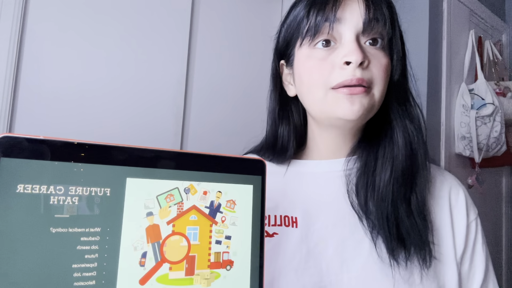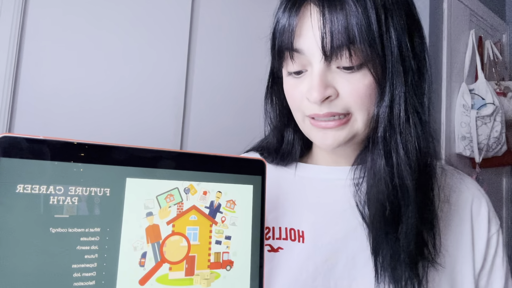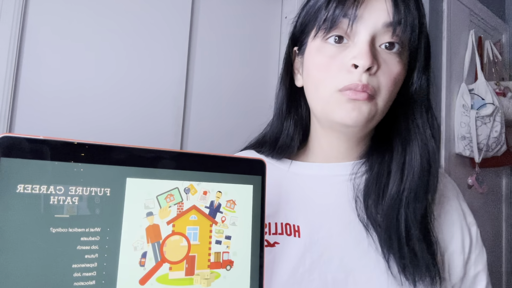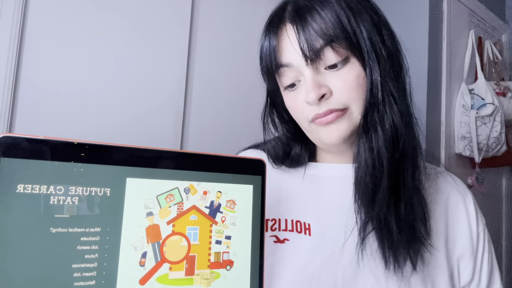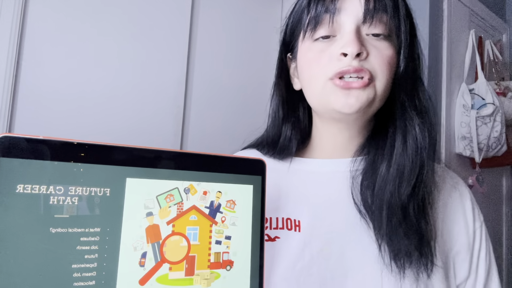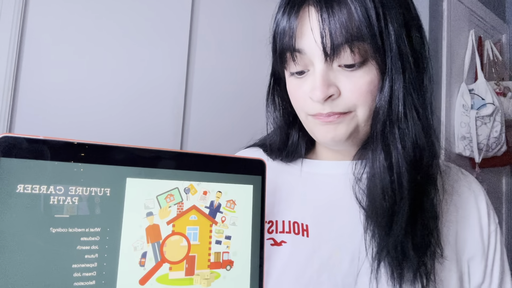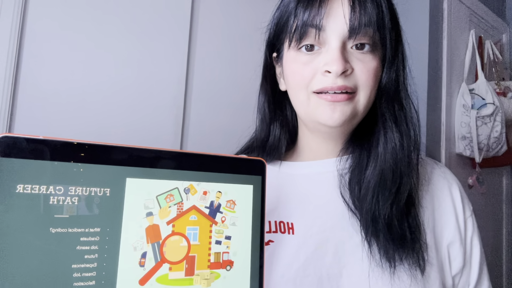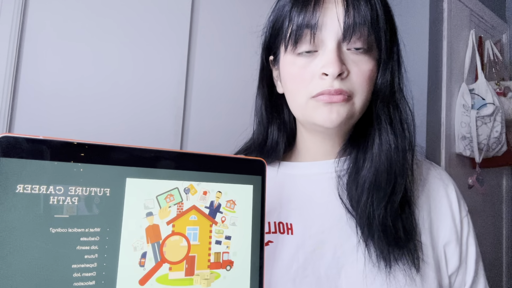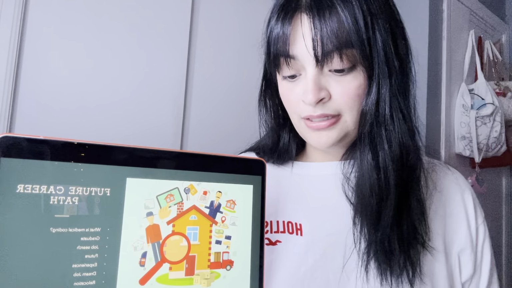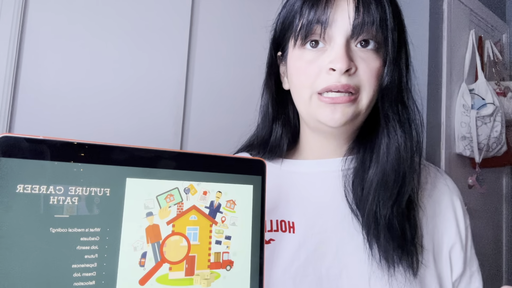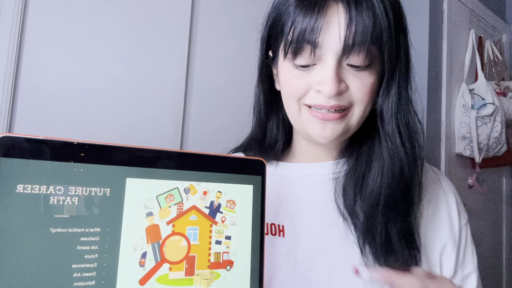Some negatives: it can be repetitive, but just as any job can. We are re-entering patient information always, but that comes with the job. It can be stressful. Medical coders deal with sensitive information, so there's that. It can be competitive. There are different scales to being a receptionist. I'm going to show that in the next slide.